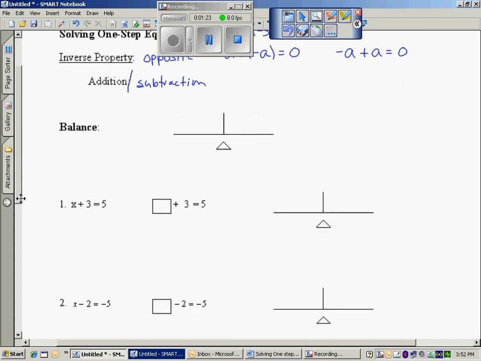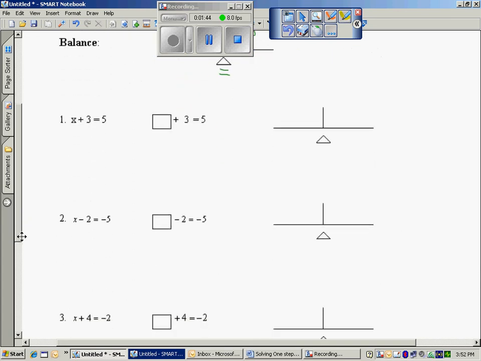So here's my balance. This is the equal sign, and we're going to split this equation into a left and a right. So we have the left-hand side of the equal sign and the right-hand side of the equal sign. And our goal is to be fair in what we do to the left and do to the right. Here's our first problem.